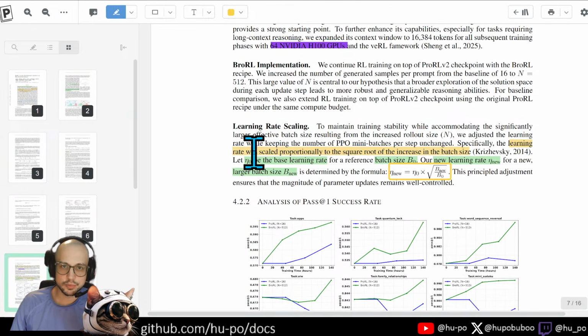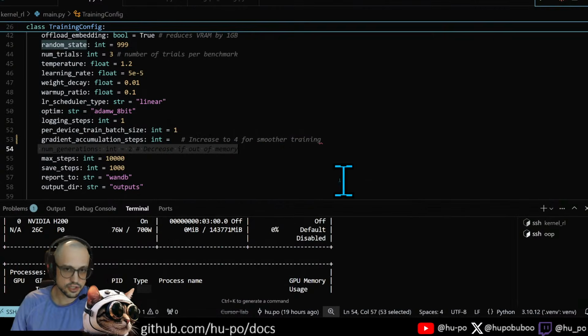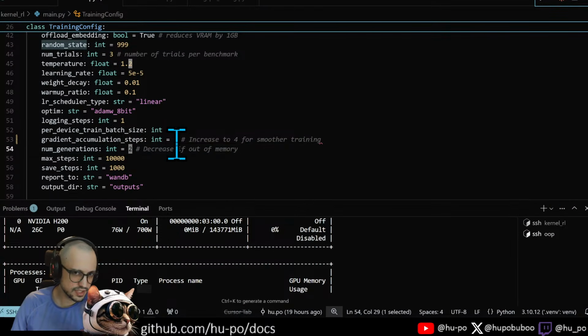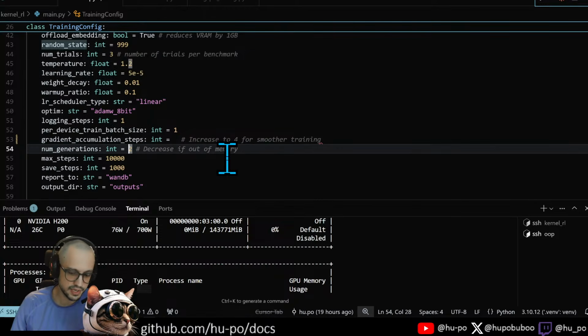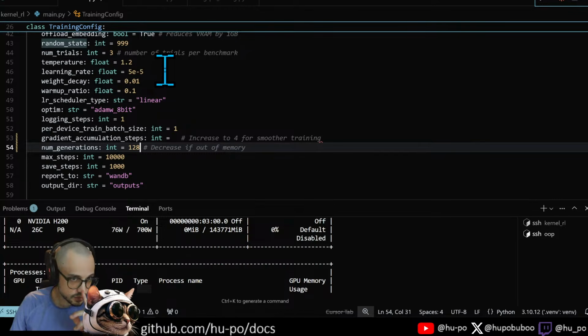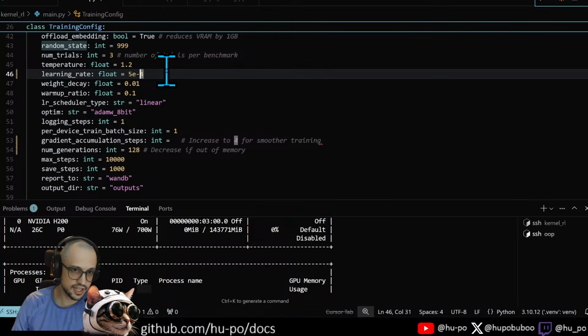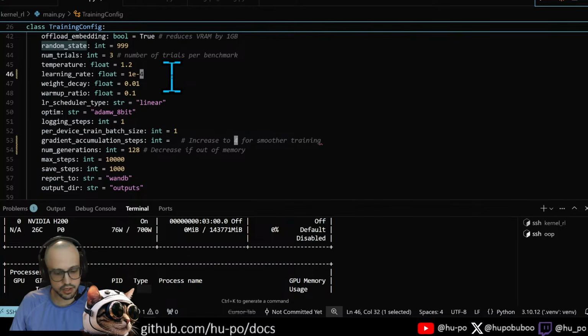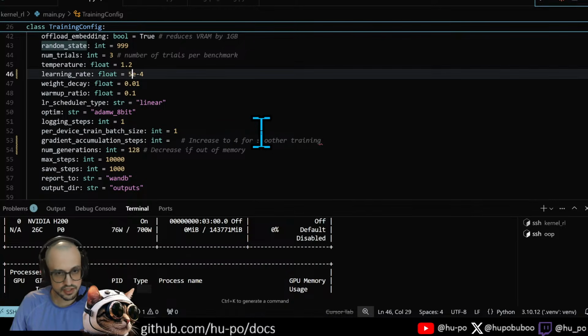Here's a little tip. Learning rate was scaled proportionally to the square root of the increase in batch size. So if you have an initial base learning rate and an initial batch size, then the new learning rate for the larger batch size, you can base it off this, right? For example, if we came here, now we have 2 generations. Think of it as the batch size, and you have this learning rate. If we increase this to 128, we would probably also want to increase this learning rate, right? So huge batch size, big learning rate. Small batch size, small learning rate.